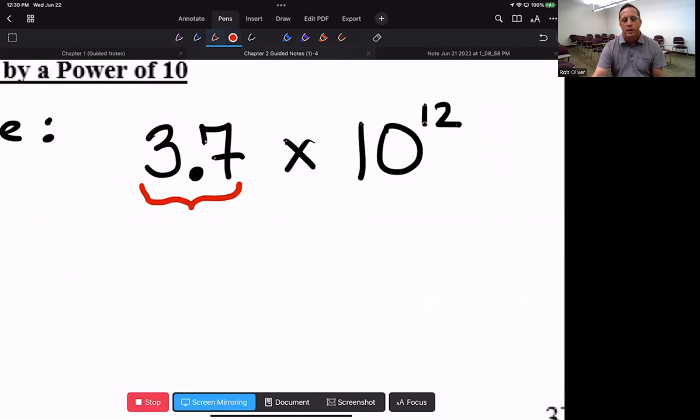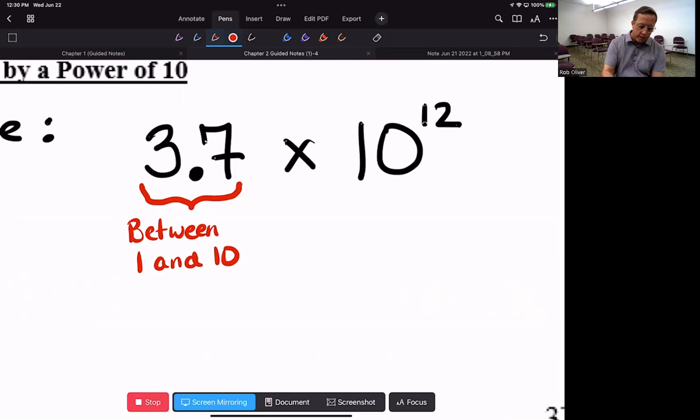What I want to point out here is that this front number, the 3.7, is considered in scientific notation because that front number is between 0 and, I'm sorry, not 0 and 1. It's between 1 and 10. And it could also be equal to 1, greater than 1, but it has to be less than 10. So it's got to fall in there.